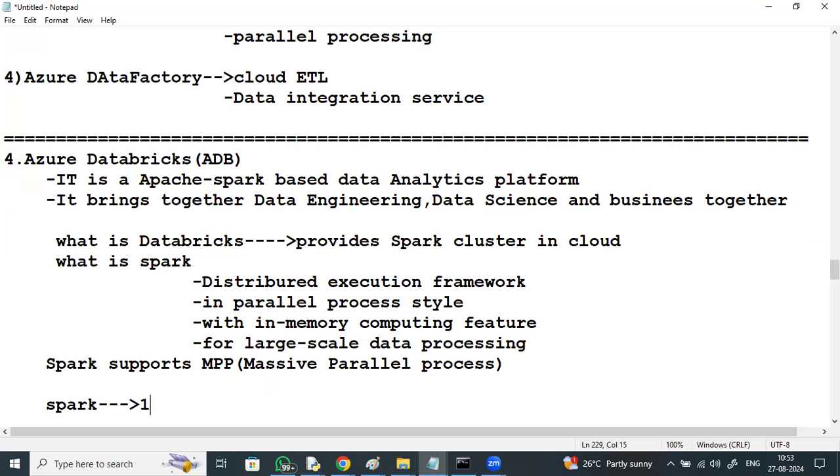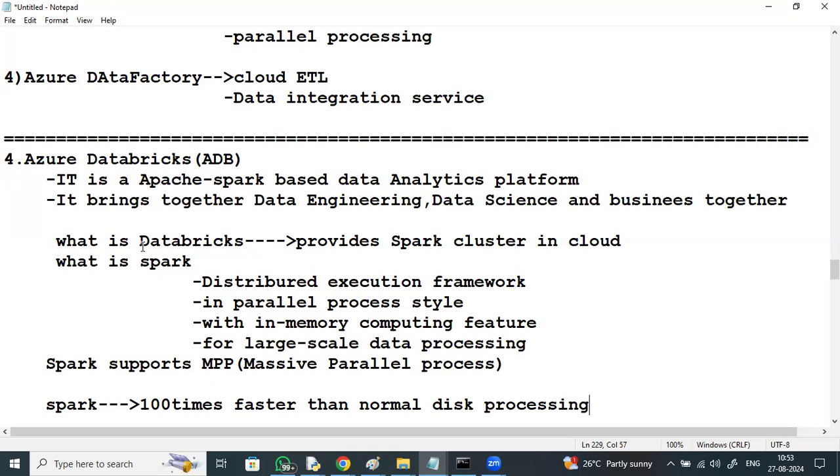Spark is 100 times faster than normal disk processing, right? Yes, fine.